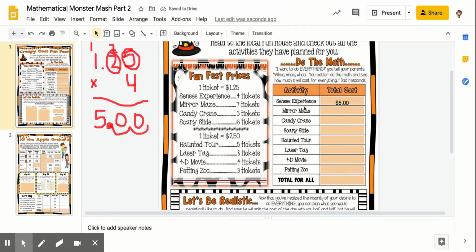right? And so that's what you're going to do for every single one. You'll do the Mirror Maze, Candy Crane, Scary Slide. Then you'll do the Haunted Tour, Laser Tag, 4D Movie, and a Petting Zoo. The Haunted Tour, Laser Tag, 4D Movie, and a Petting Zoo are going to cost $2.50. It's going to have a different price. So that's what you're going to do for this slide.